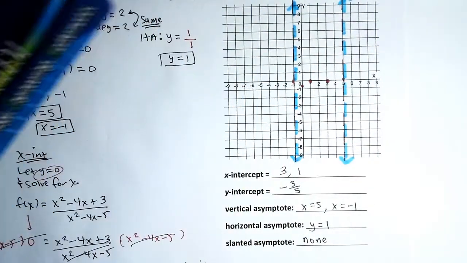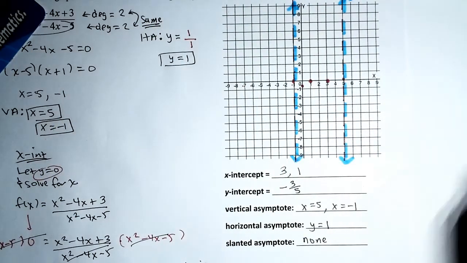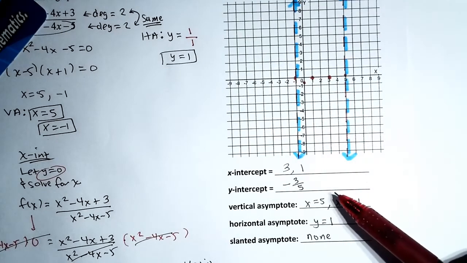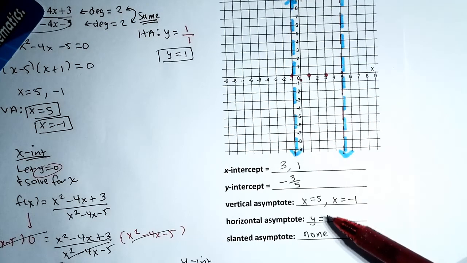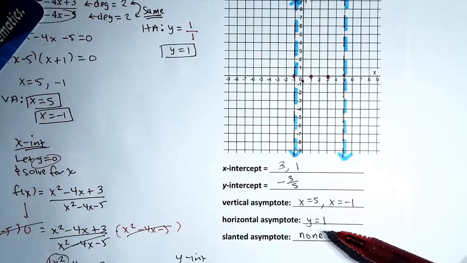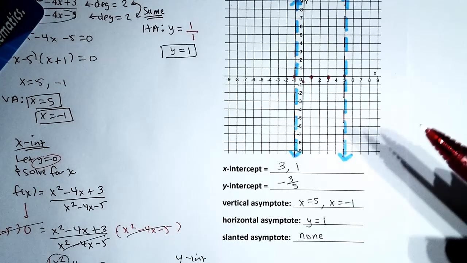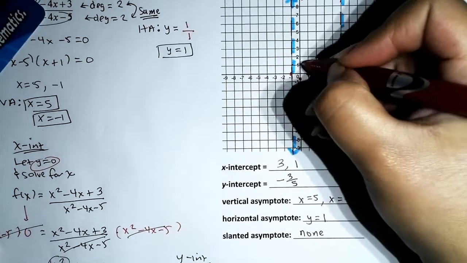Alright, so we have graphed the x-intercepts, we have graphed the y-intercept. We have graphed both vertical asymptotes. What we need is the horizontal asymptote. So the horizontal asymptote is given by y equals 1. So let's go ahead, locate positive 1 on the y-axis, and we'll do a horizontal asymptote through there. So we have 1 on the y-axis.